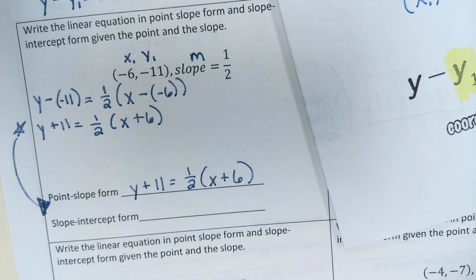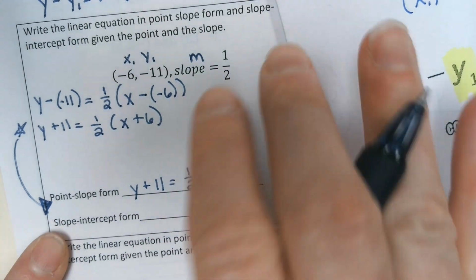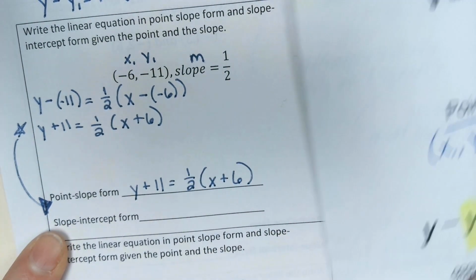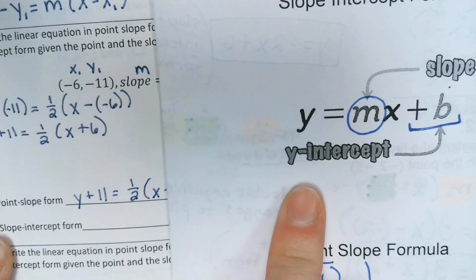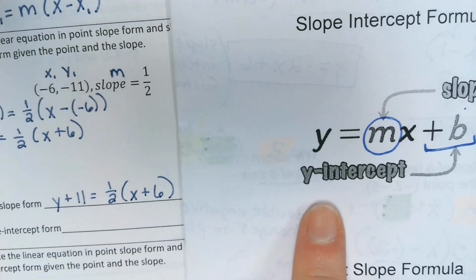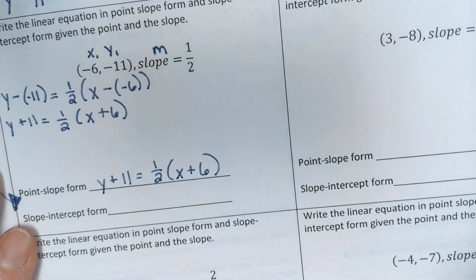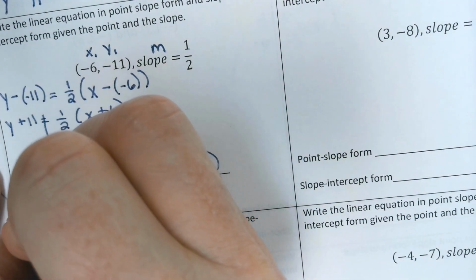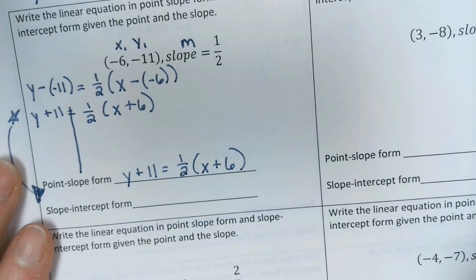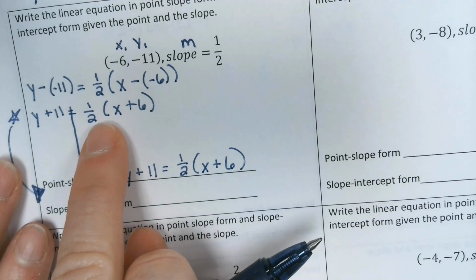Okay, the second part is solving it for y to put it in that slope-intercept form. So slope-intercept form is the y equals mx plus b. So what we need to do is we need to solve for y now. So draw your line down your equal sign. And in order to solve it, we've got to simplify by getting rid of the parentheses.